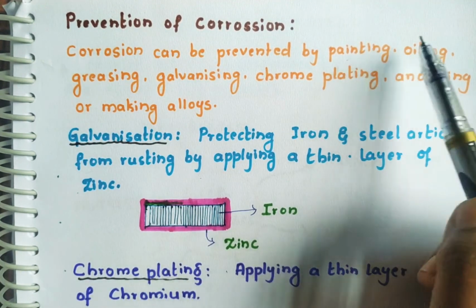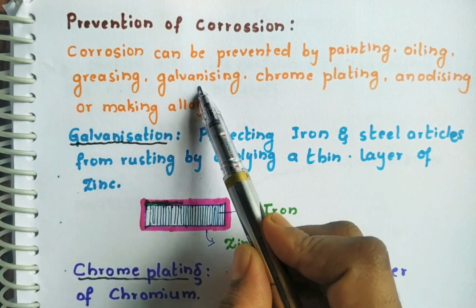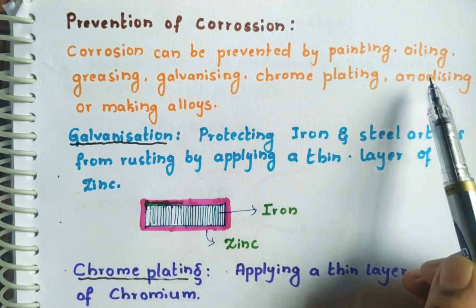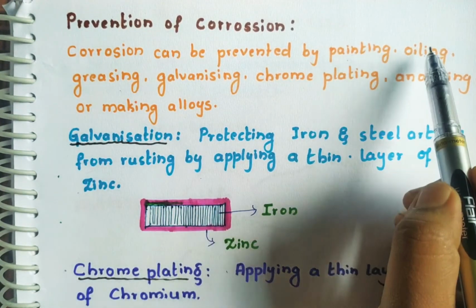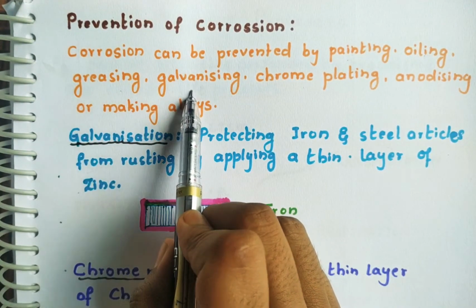Either by painting, oiling, greasing, galvanizing, chrome plating and anodizing, or making alloys. See, by applying paint, oil, grease, galvanizing, chrome plating.